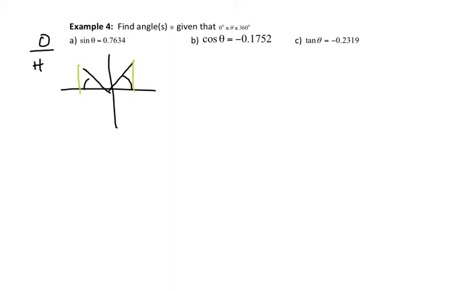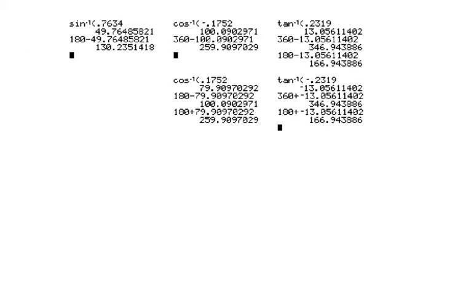So if I go into my calculator and I do sine inverse of 0.7634, that's going to give me my first angle, 49.8 degrees.